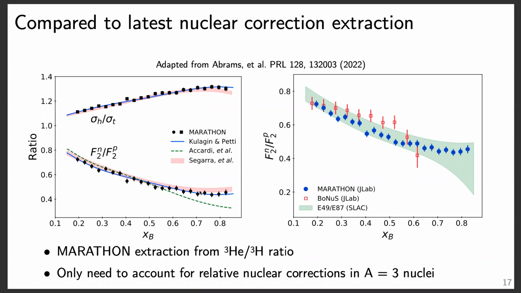The advantage of using helium and tritium instead of deuteron and proton is that you only have to account for the relative nuclear corrections in these A = 3 nuclei. If you're using the deuteron and the proton, you have to account for 100% of the nuclear corrections. Whereas with the ratio of A = 3 nuclei, you only have to ask what the relative nuclear effect is in one versus the other. Most models predict very similar nuclear effects for helium and tritium, so your correction is very, very small. It's still model dependent, but that was the motivation for doing it this way.